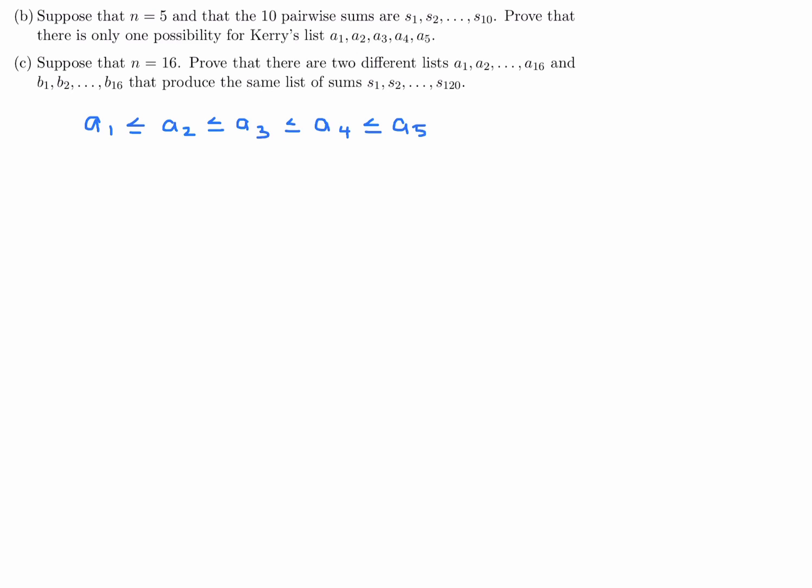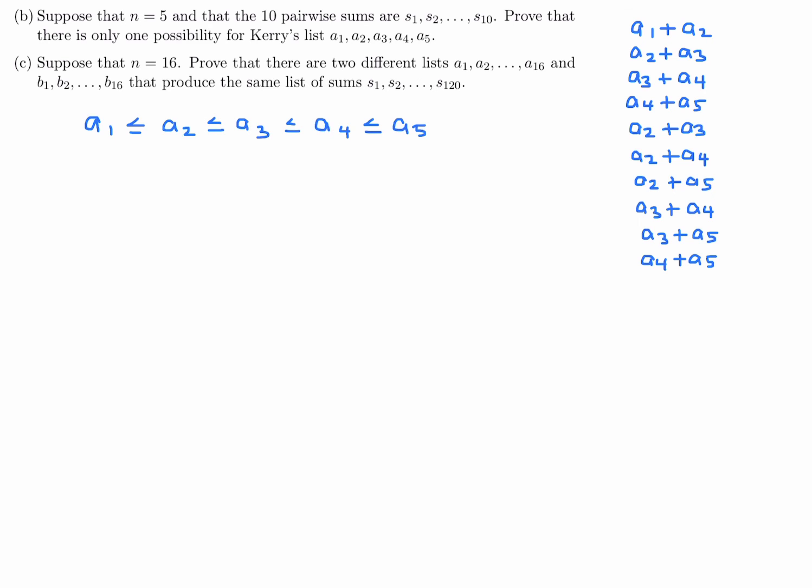Okay, so what are, first of all, our pairwise sums? A1 plus A2, A2 plus A3, and so on. Now, if we add all these up, we will get 4A1 plus 4A2 plus 4A3 and plus 4A4 and 4A5. And that is the total sum, so I'll just call that S for now. Don't really know much about what that sum is.